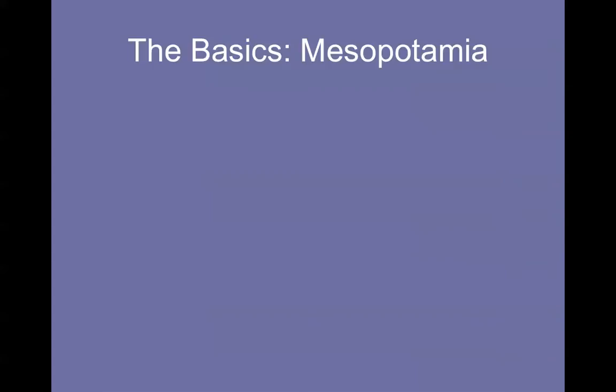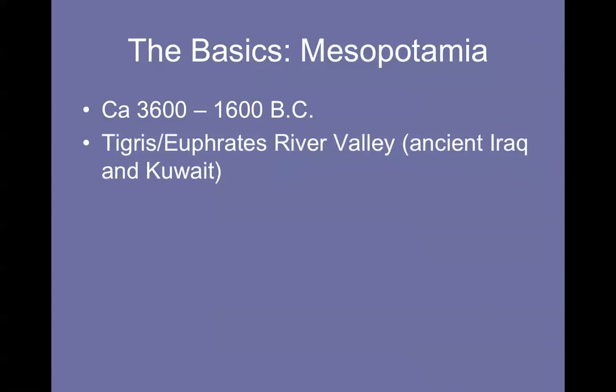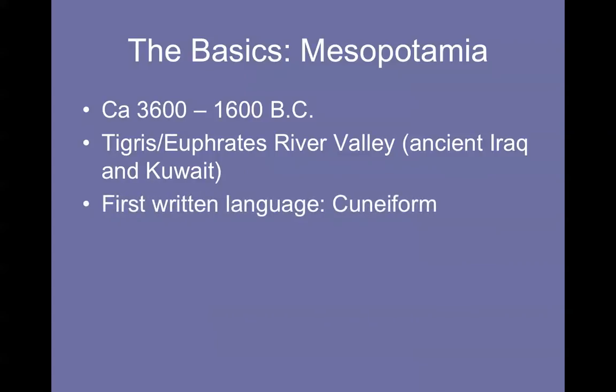So starting with Mesopotamia, let's just go with the basics. Mesopotamia is around as a civilization certainly between 3600 and 1600 BC. Probably that time period could be lengthened on either end. It's located in the Tigris and Euphrates River Valley. Again, as we said earlier, this is ancient Iraq and ancient Kuwait. There are a lot of firsts in Mesopotamia.